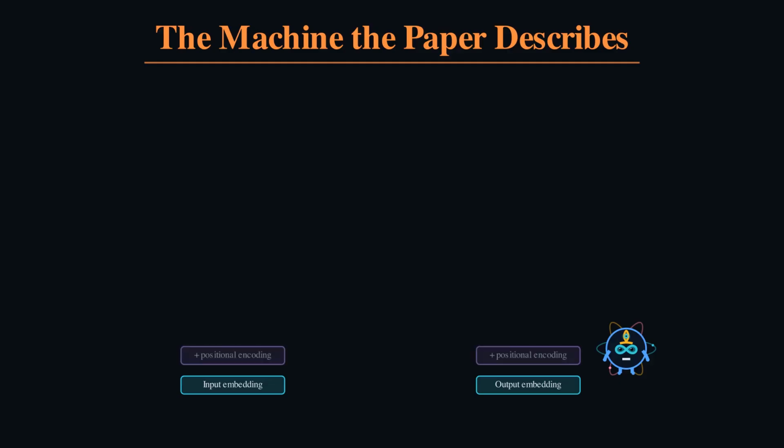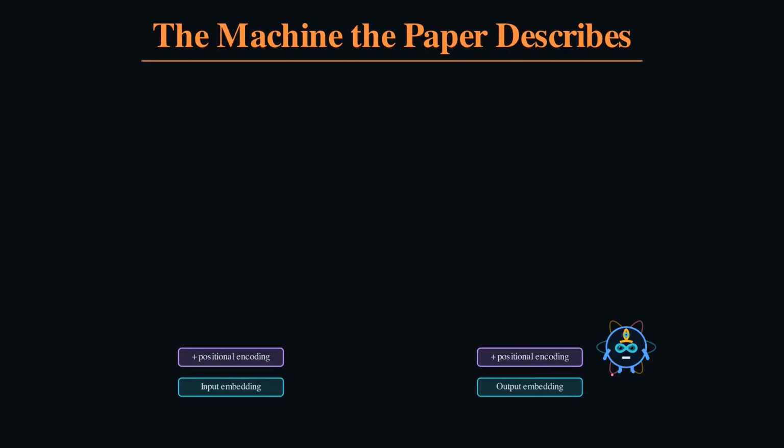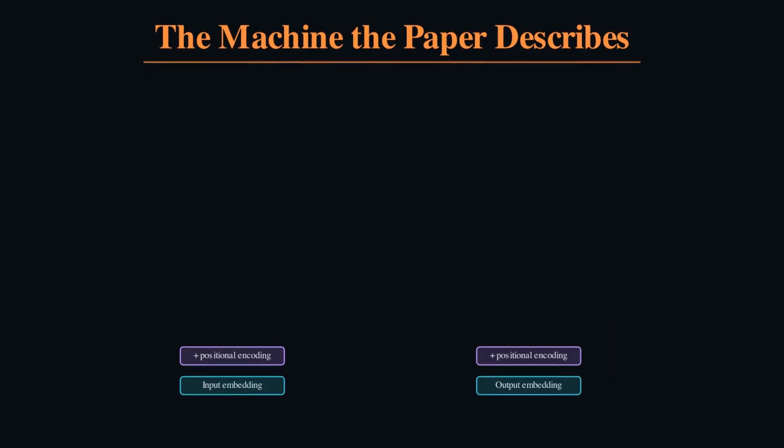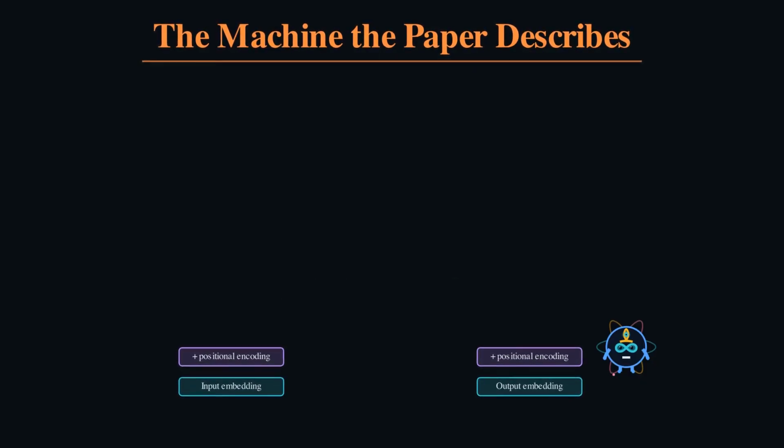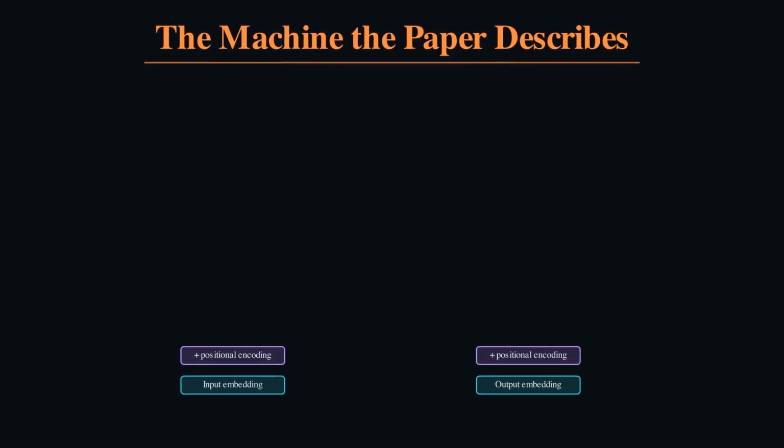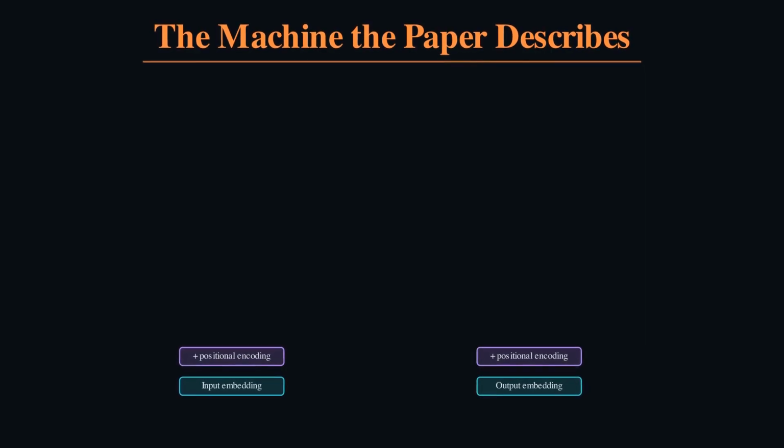And here is the machine that paper describes. Do not panic, by the end of the series every box here will be something you already understand. Words come in at the bottom and become vectors. Where those vectors come from is a whole story of its own, that is episode 1.1 and a paper we will cover later. Today we take them as given.